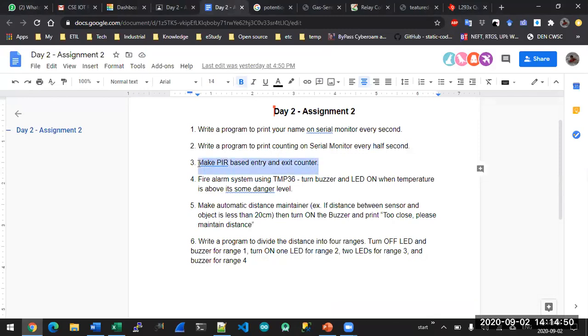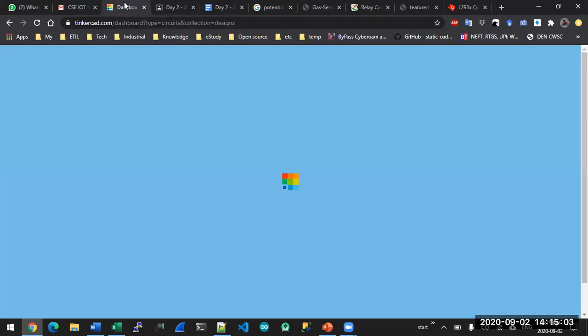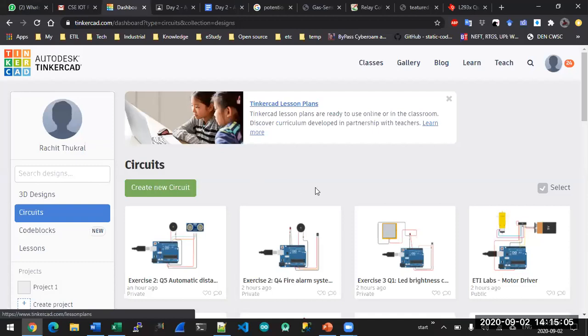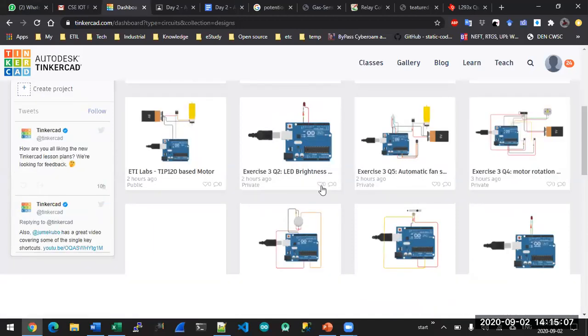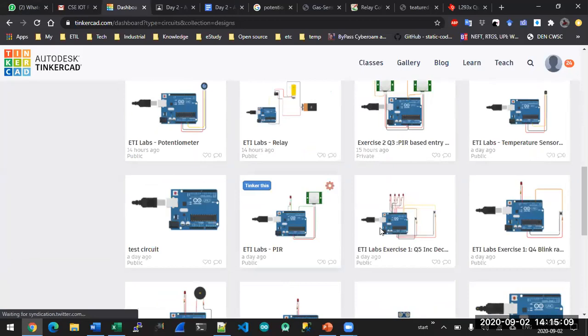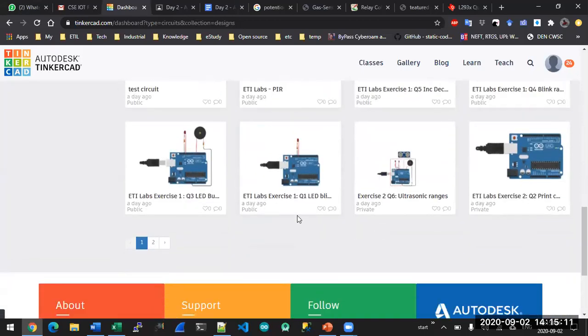The next question was: make a PIR based entry and exit counter. In this question we have to place two PIR sensors, where the first PIR sensor will be outside of the door and the second PIR sensor will be inside of the door, and we have to count the number of persons in the room. So I'm just opening the solution.